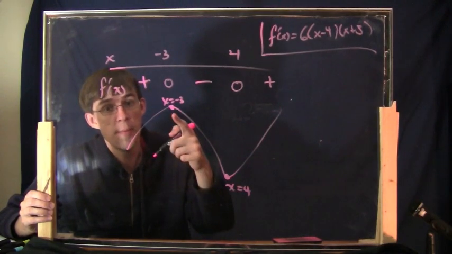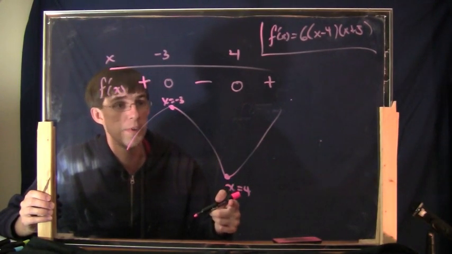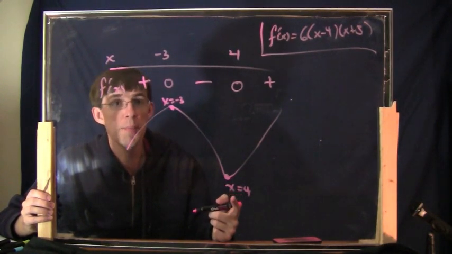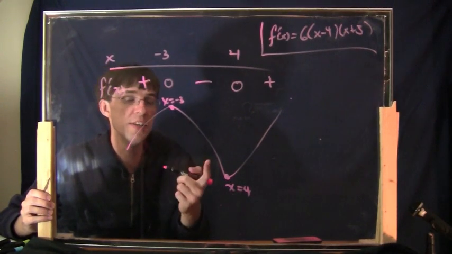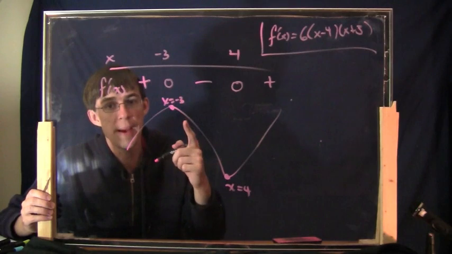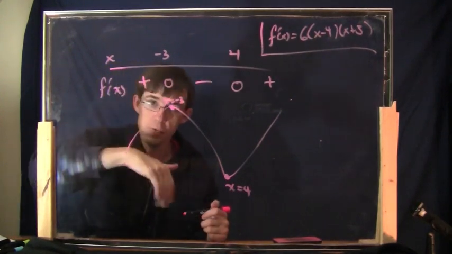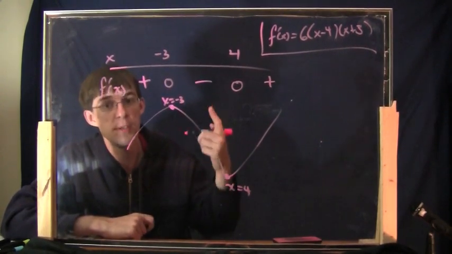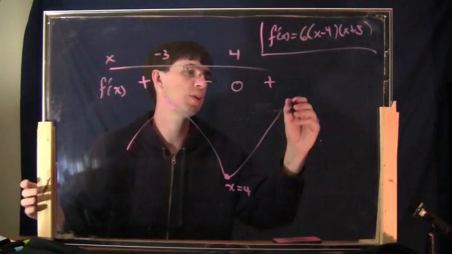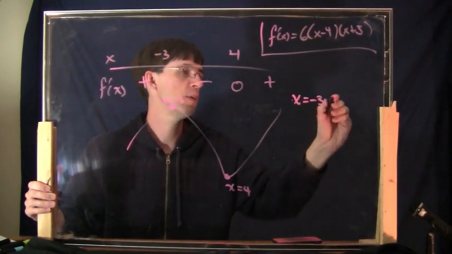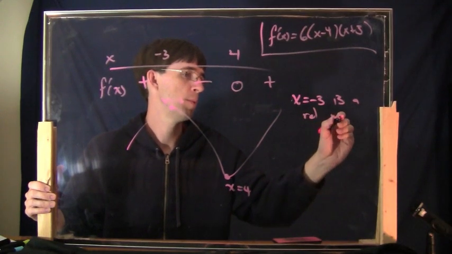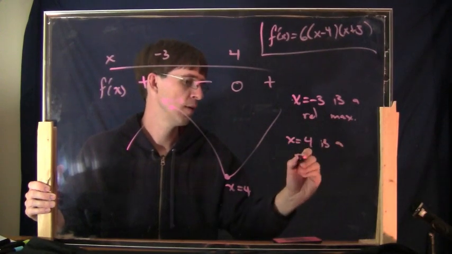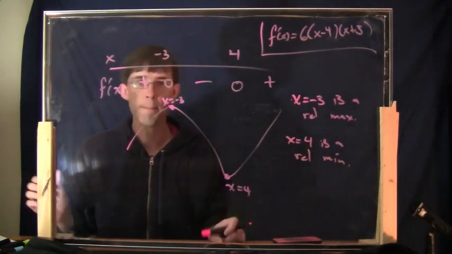Can you tell me if this is a minimum or a maximum? The answer is, yeah, that's a maximum. This is a relative maximum, and this is a relative minimum. It has to do with the fact that it was increasing and then decreasing. Such a point has to be a maximum if the function is increasing and then decreasing. And over here, the function was decreasing and then increasing. Such a point has to be a relative minimum. So your answer in this question is x equal minus 3 is a relative maximum, and x equal 4 is a relative minimum.